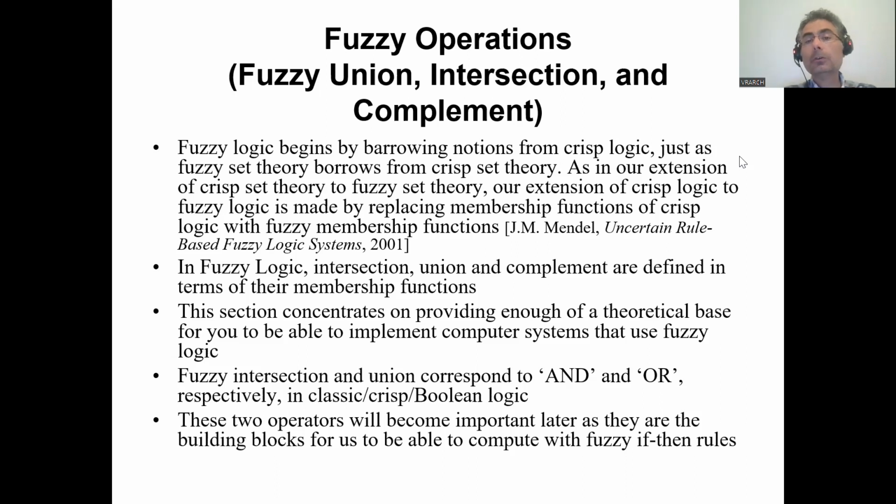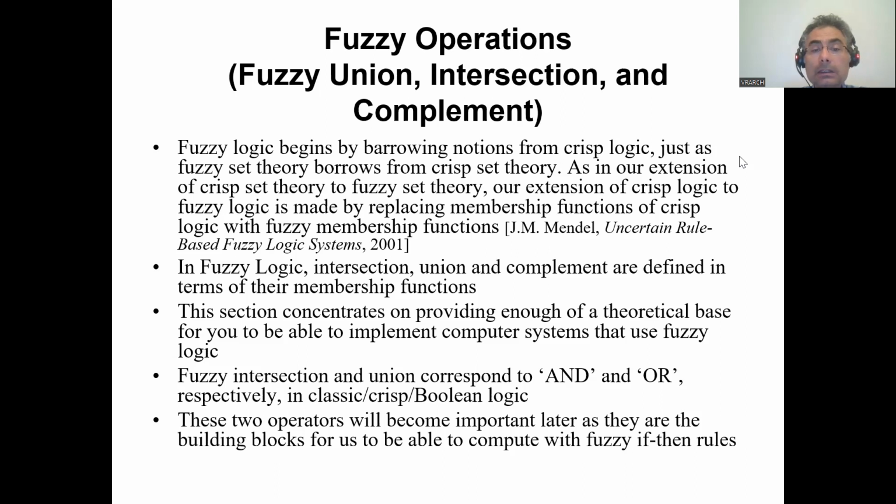But there is another aspect of fuzzy logic. This is where different operations, fuzzy union, intersection, and complement, come in. This is different to Boolean logic. Let's try to describe this because this is also linked to membership functions. So fuzzy logic begins by borrowing notations from the crisp logic or Boolean logic. So in our extension of crisp set theory to fuzzy set theory, our extension of crisp logic to fuzzy logic is made by replacing membership functions of crisp logic with fuzzy membership functions.